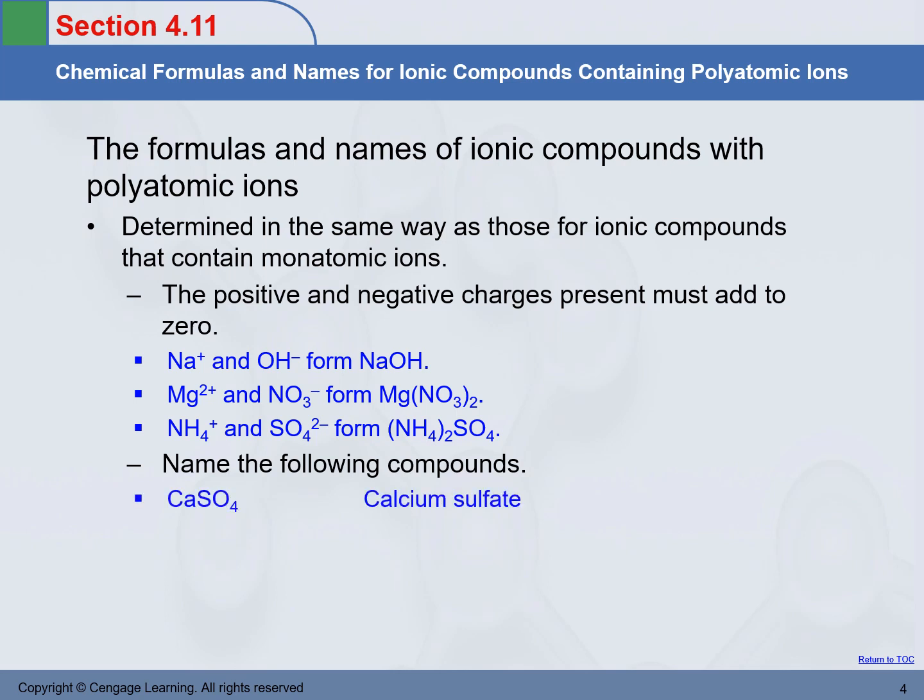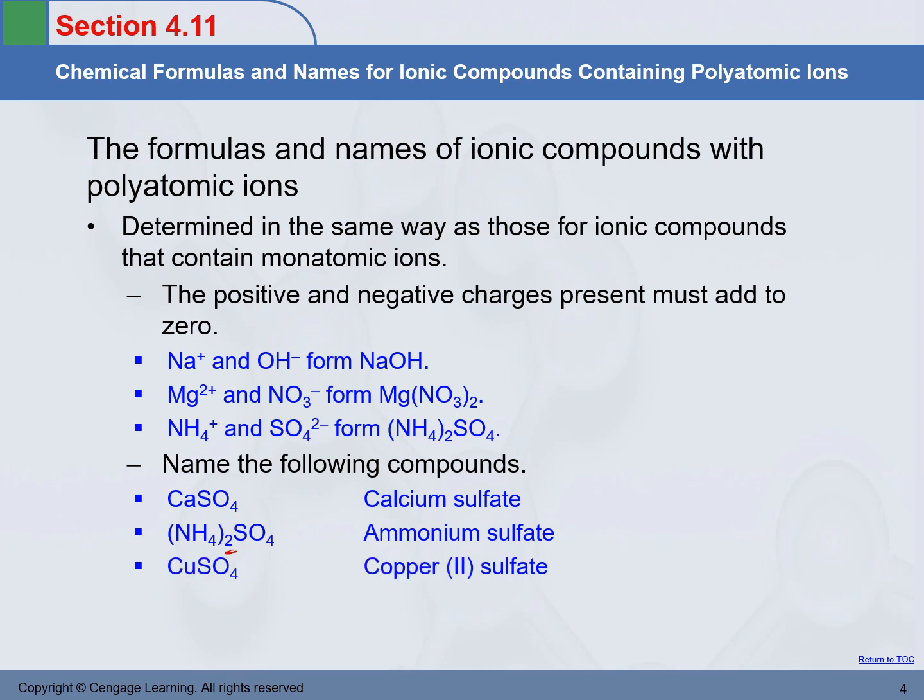Naming: calcium sulfate. Okay, we know that. Ammonium sulfate. Again, you do not need to tell other people there are two ammonium ions, because ammonium always carries 1 plus, sulfate always 2 minus. Therefore, you always have to have 2 ammonium ions to balance out the sulfate. When you say ammonium sulfate, everyone knows you have 2 ammonium ions in there. You don't have to specify that.